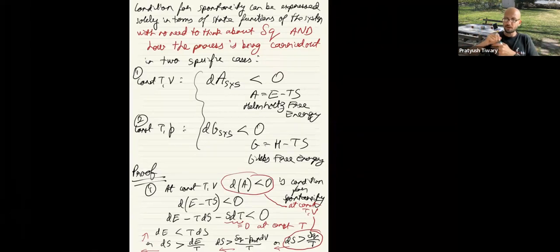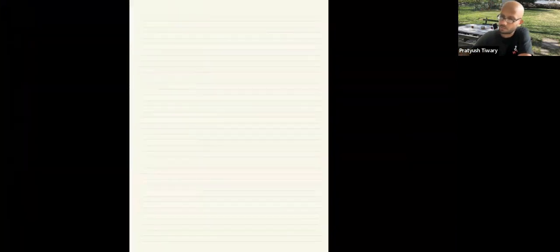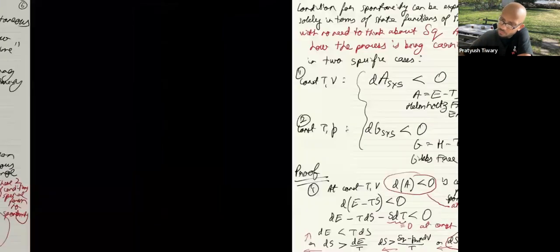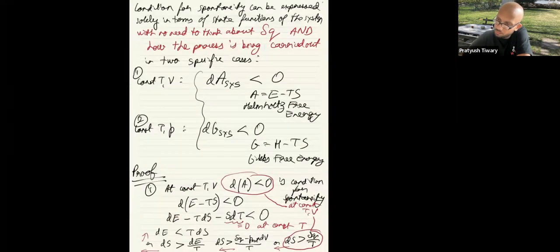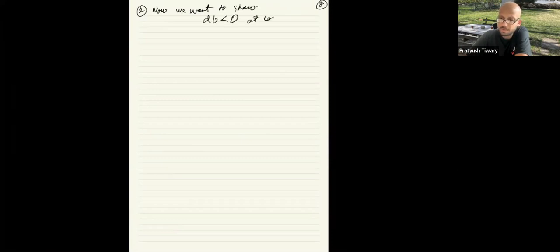Okay, let's try to prove the next one, and then we will stop for the day because we have covered a lot of ground. So this is page number 7. Now we want to show that dG less than 0 at constant T and P is the condition for spontaneity.